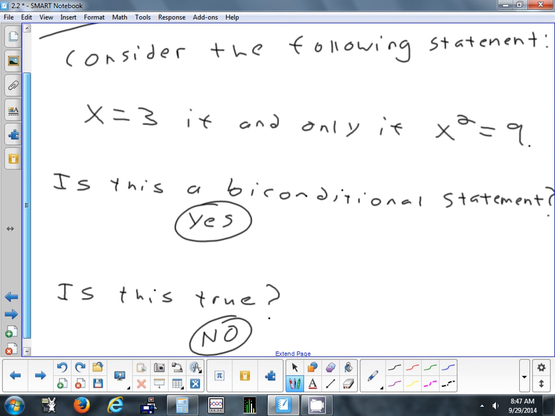All right, so we have a problem here with the converse. The original statement is, if x equals 3, then x squared equals 9. Sure, that's fine. If x equals 3, you square it, you get 9. The problem is with the converse. If x squared equals 9, then x equals 3. No, that's not true. If x squared equals 9, then x could have been negative 3. That's why the biconditional is not true. The converse has a problem. Any question on that?